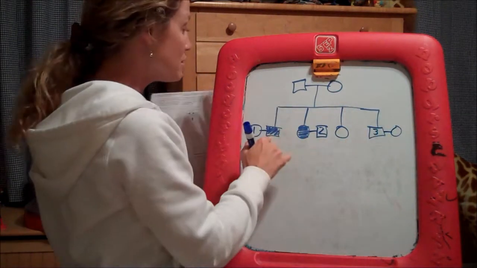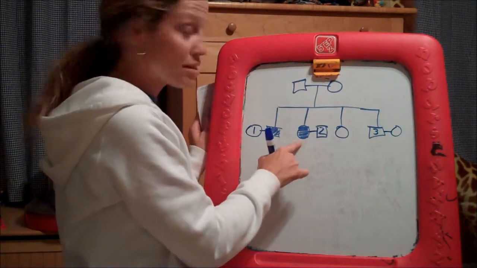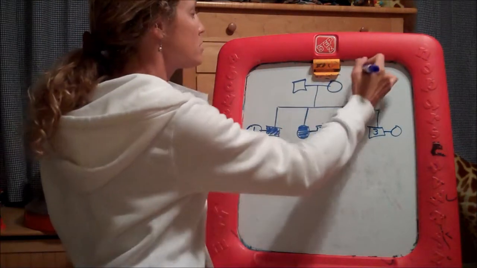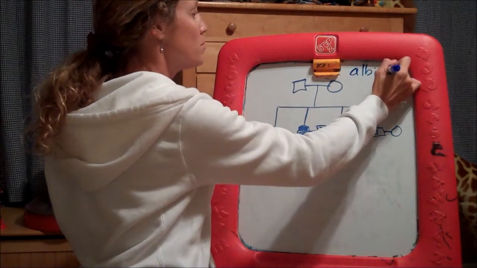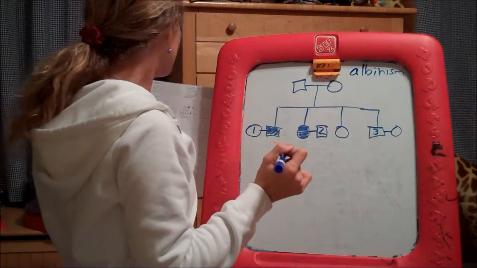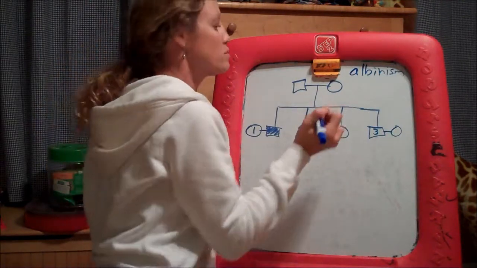Alright, and then the reason that these two are shaded in is because they exhibit the trait that we're looking at today. And this trait is albinism, that means that you don't have pigment. Okay? It does not tell you in the question whether this is dominant or recessive. That's something that we're supposed to figure out.